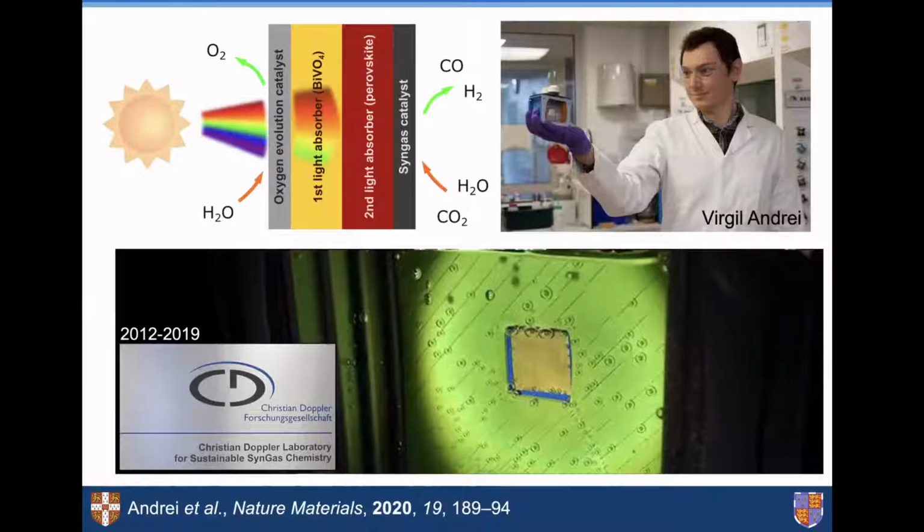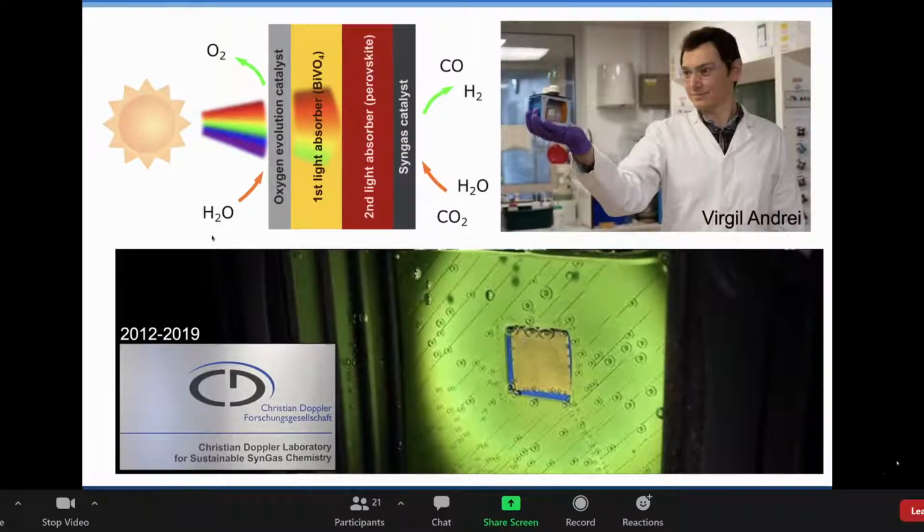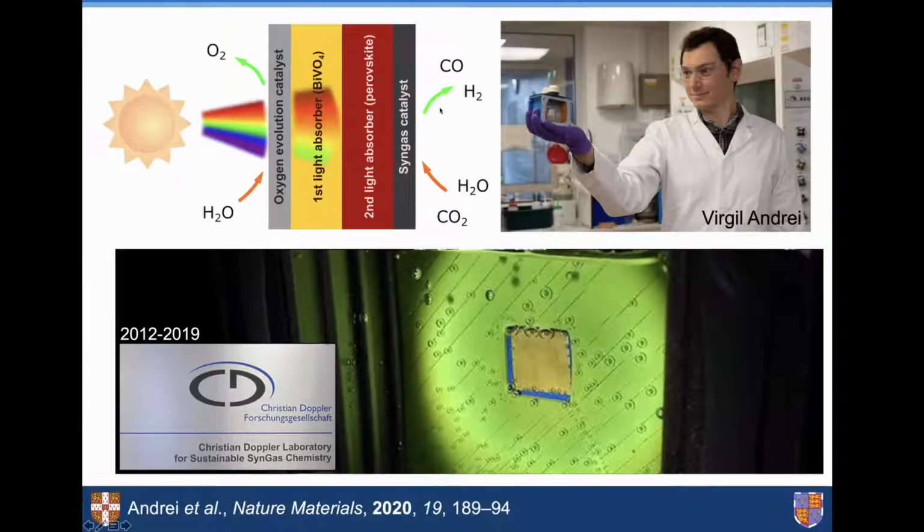The first system I'd like to present is work by Virgil Andre in my research group, and it's effectively a tandem system for syngas generation. So what is syngas? Syngas is a gas mixture of carbon monoxide and hydrogen, and we produce this syngas from carbon dioxide and water. Syngas is extremely important in the chemical industry, and as I mentioned before, can be used to produce hydrocarbons. And on the anodic side, again, we oxidize water to oxygen in order to source the electrons that we require to reduce our carbon dioxide and water.